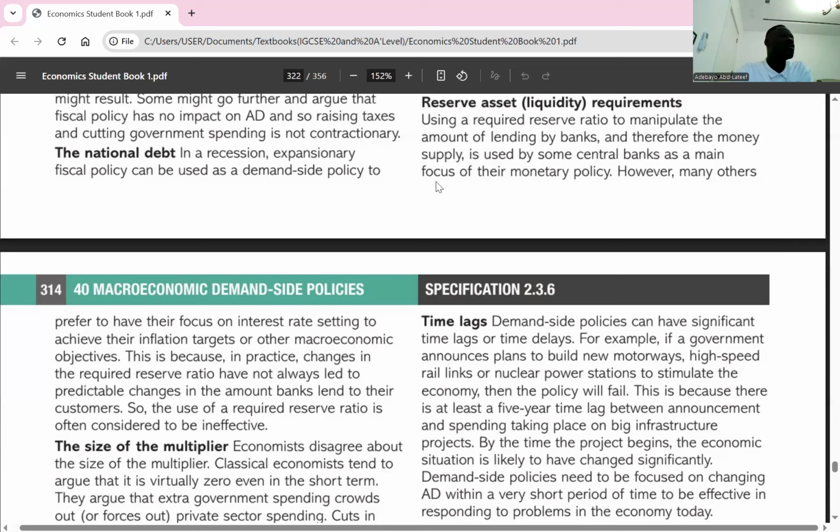The weakness about reserve asset requirement is that it does not stop commercial banks from lending out more money to their customers. So for them to be able to reduce what they lend out, interest rate has to be in place, not reserve asset requirements. I think it's clear. Yes. We go to the size of the multiplier.